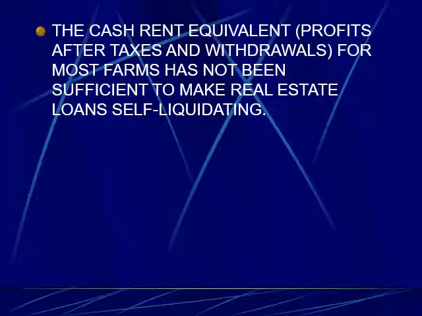So the cash rent equivalent, or profits after taxes and withdrawals for most farms, has not been sufficient to make real estate loans self-liquidating. So therefore, oftentimes, in order for that loan to self-liquidate or to be paid, you have to use cash that's coming from other sources. As I say, most of the time, the profits from, say, a land purchase are not going to be sufficient in order to pay back that loan, so you have to use other sources of income.